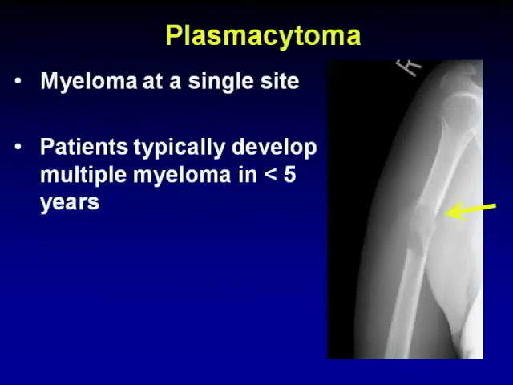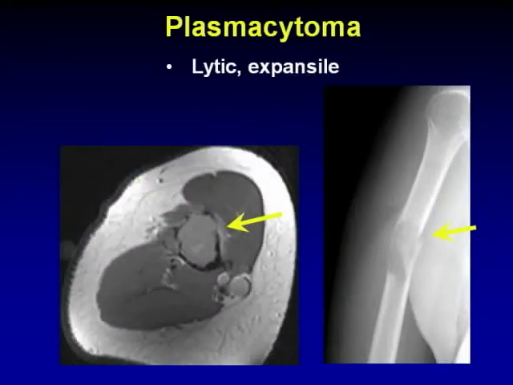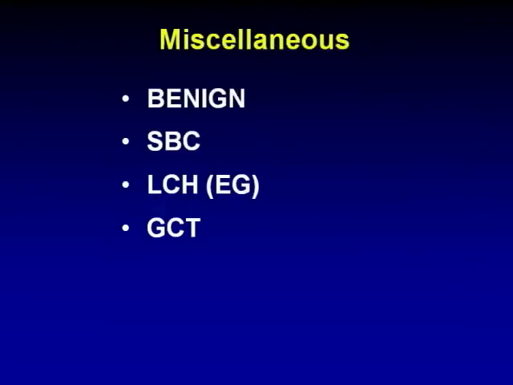Now, plasmacytoma is defined as myeloma occurring at a single site. Patients typically develop multiple myeloma within 5 years. In this case of plasmacytoma, the patient did go on to develop multiple myeloma, but it was a solitary lesion at this time, a rather nonspecific lytic expansile aggressive lesion that had broken through the cortex and caused a pathologic fracture.